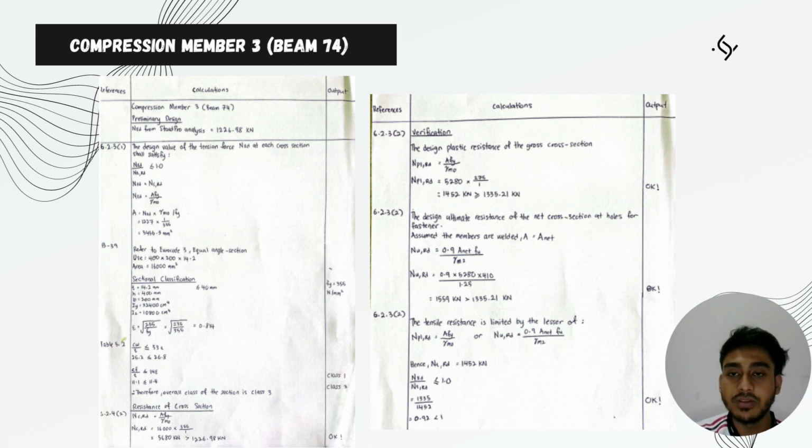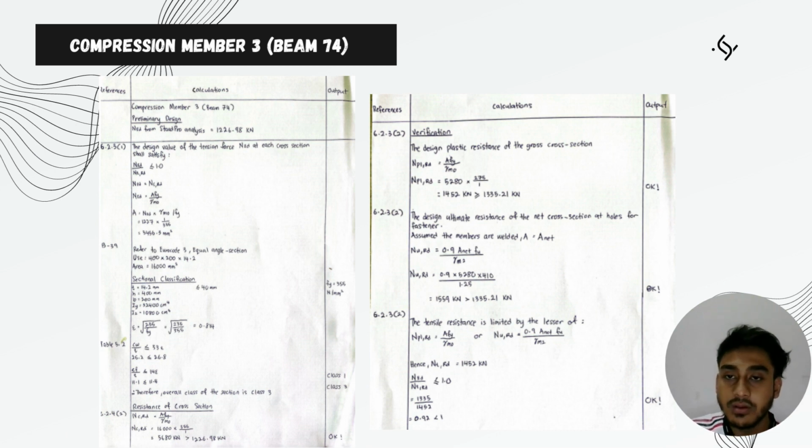Then we move to the design ultimate resistance of the net cross section at holes for fasteners. Assume the members are welded. So we calculate the NURD. We get the same result. The result is more than 1335.21 kilonewton. So the result is okay, same as the design plastic resistance.